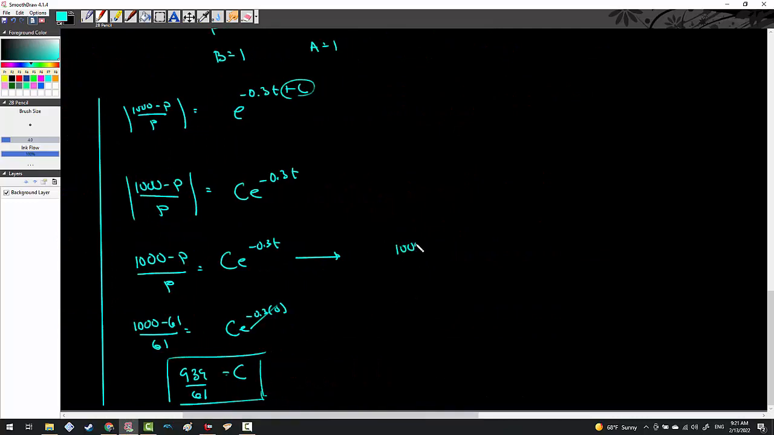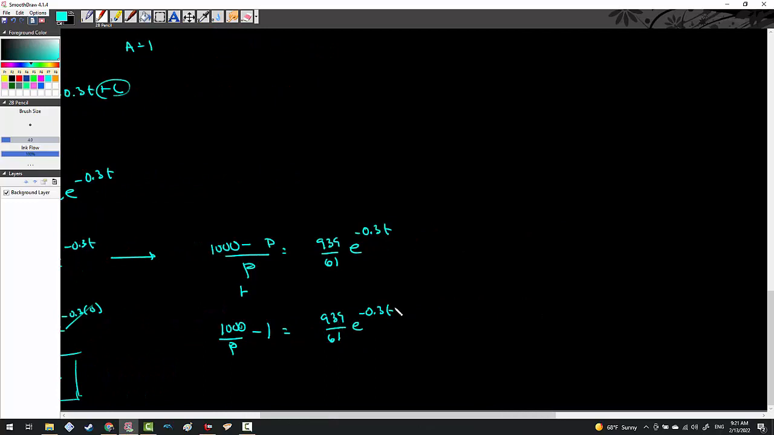So I'm going to have 1,000 minus p over p equals 939 over 61 e to the negative 0.3t. Let's go and simplify this fraction on the left side here. So I have 1,000 over p minus 1 equals 939 over 61 e to the negative 0.3t. And now I'm just going to go get p by itself. So I'm going to go and keep on moving to the right side here. So I've got 1,000 over p equals 939 over 61 e to the negative 0.3t plus 1.